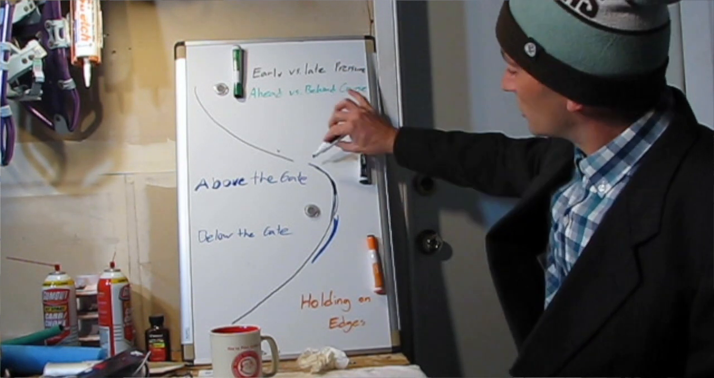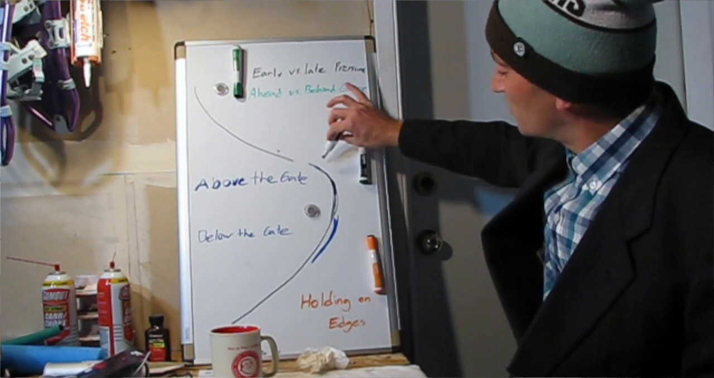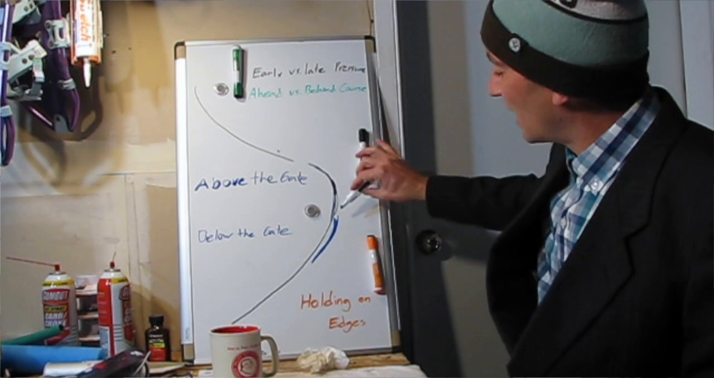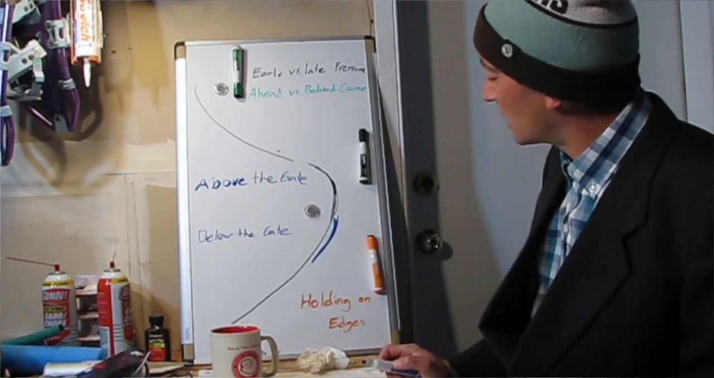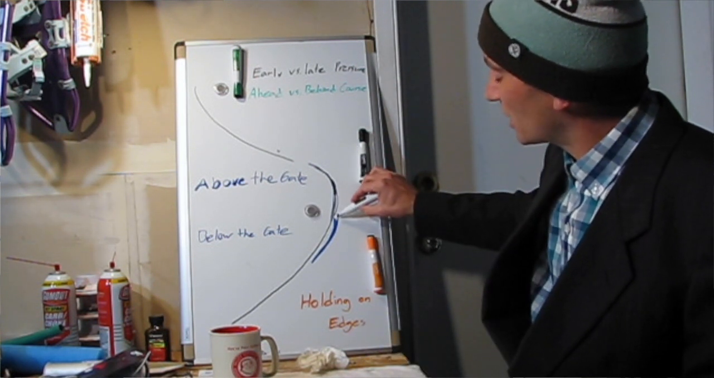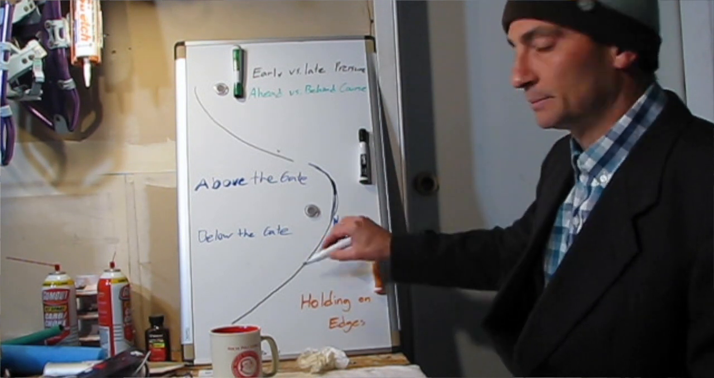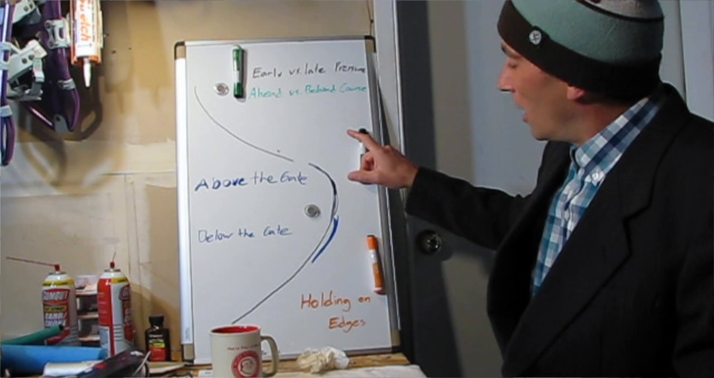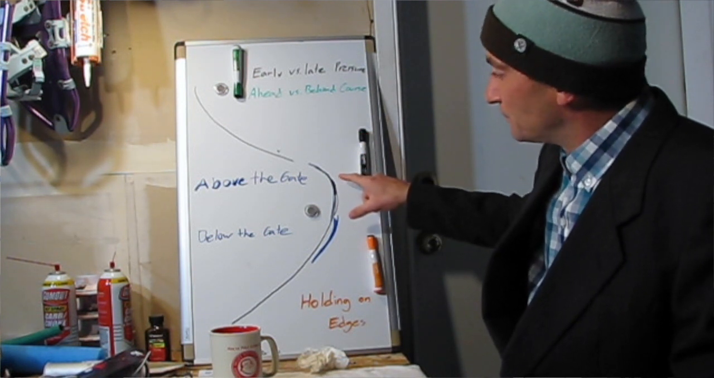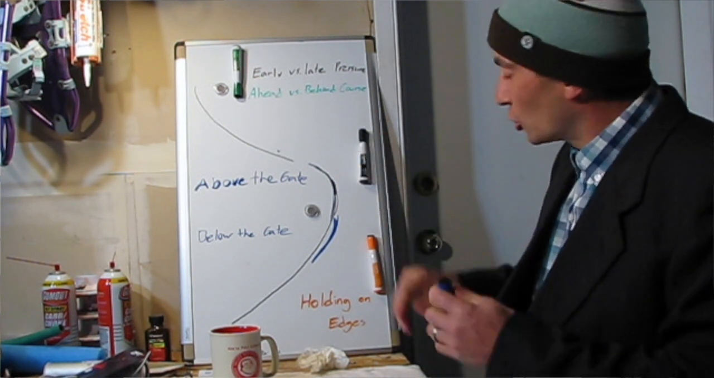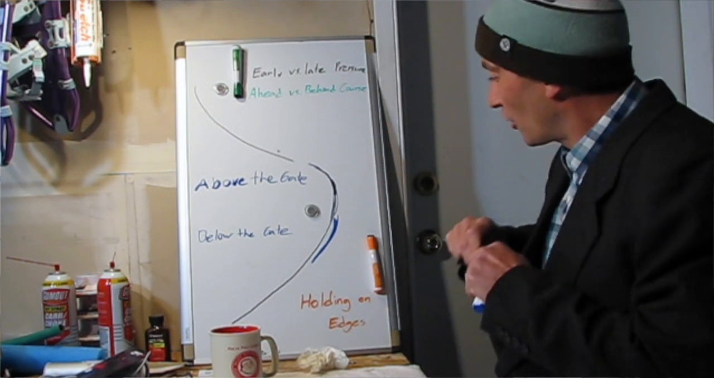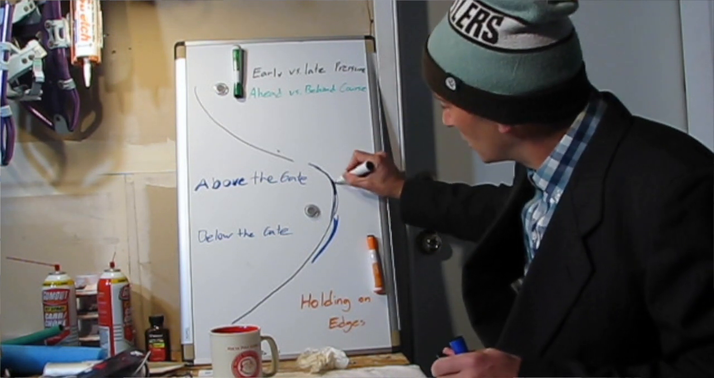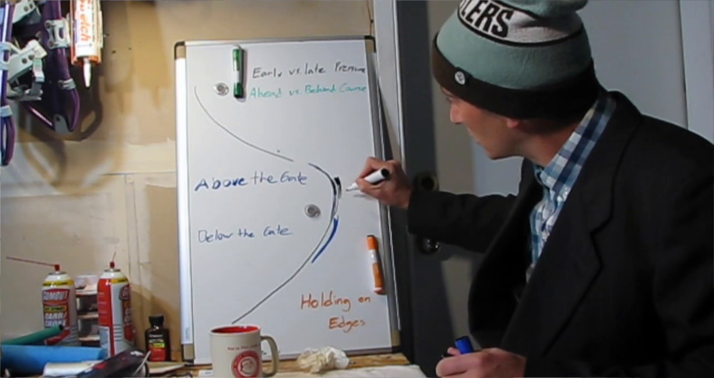Above the gate skiing, the top of the turn is being completed above the gate. Below the gate skiing, most of the turn is being completed below the gate. Okay? Above the gate skiing probably has early edge pressure. The early edge pressure that is out here. Okay?